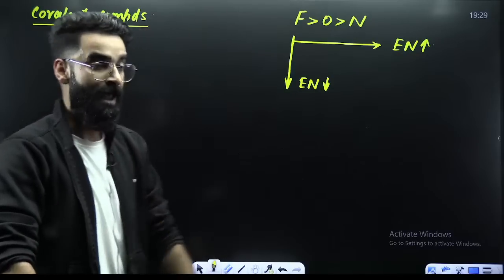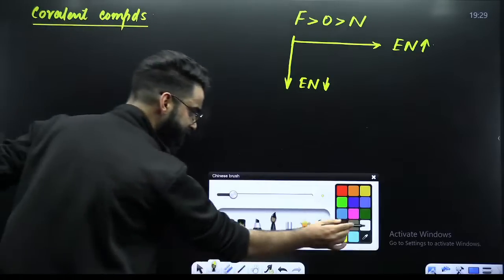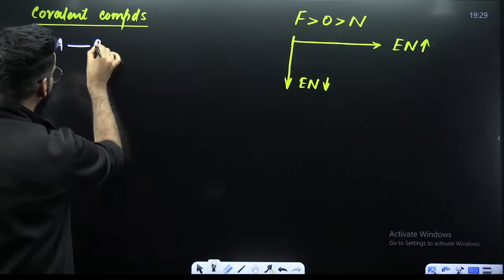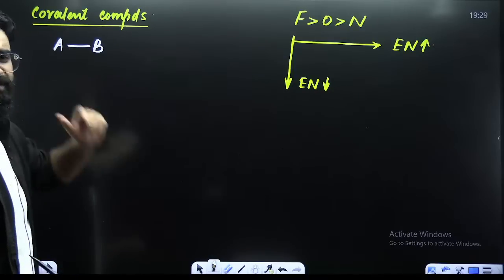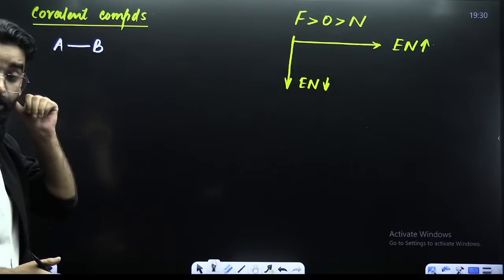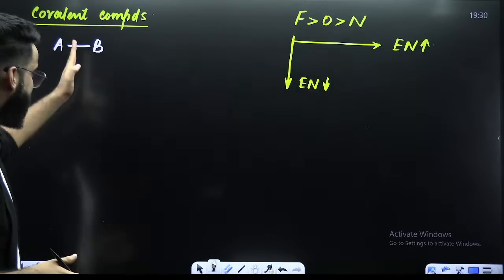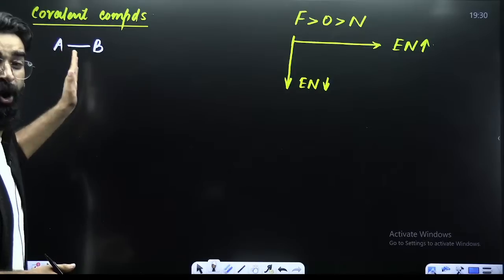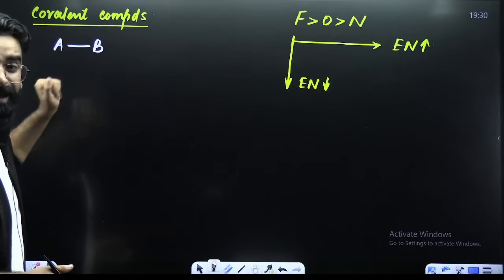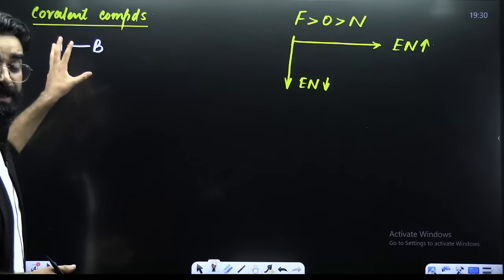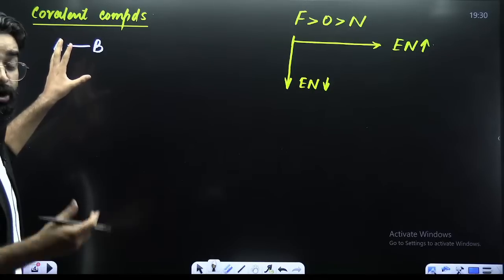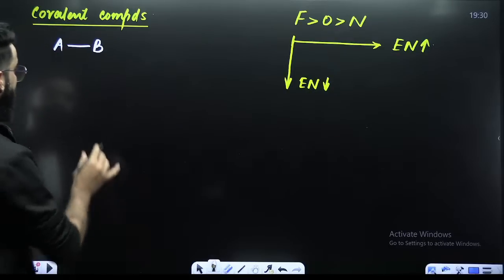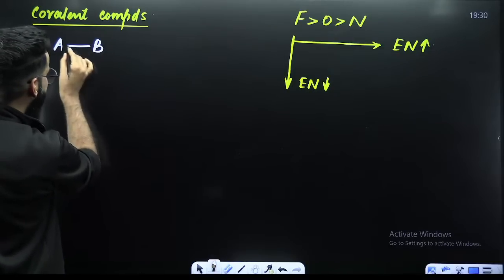Now, people, imagine that you have got a single bond between A and B, and I'm assuming this bond is covalent. If it is a covalent bond, then what should happen? What is a covalent bond? In covalent bond, what happens? Mutual sharing of electrons.